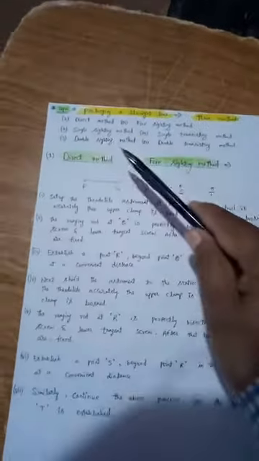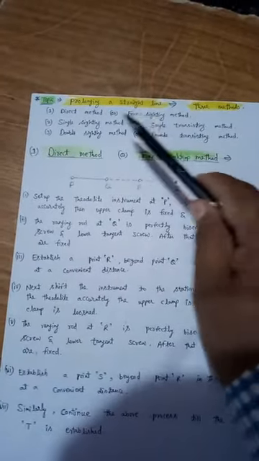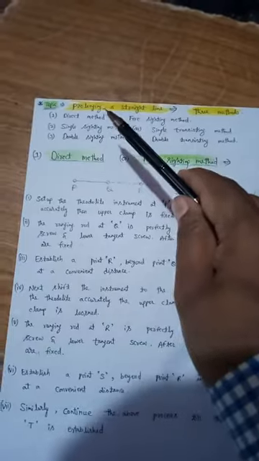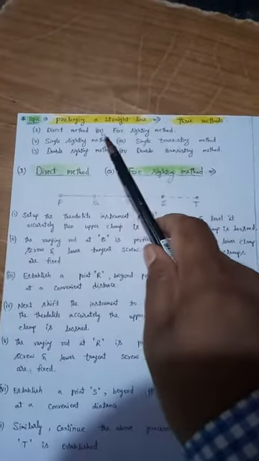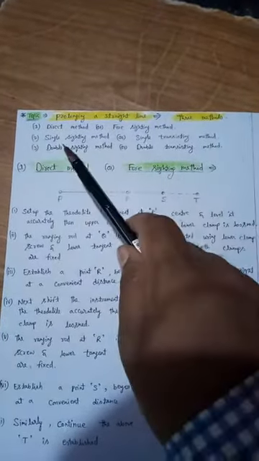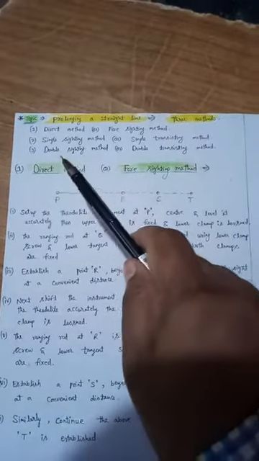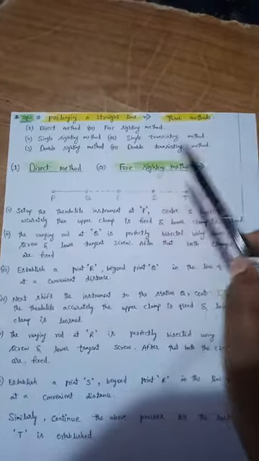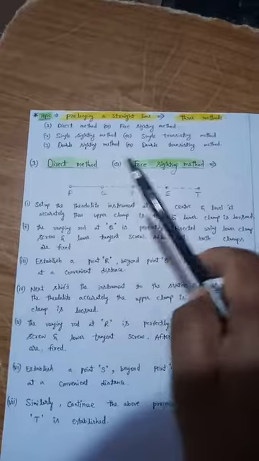Now we will start the next topic: prolongation of a straight line. Prolongation is extending a straight line. In this there are three methods. First, direct method or four sighting method. Second, single sighting method or single transiting method. Third, double sighting method or double transiting method. First of all we will learn the direct method or four sighting method.